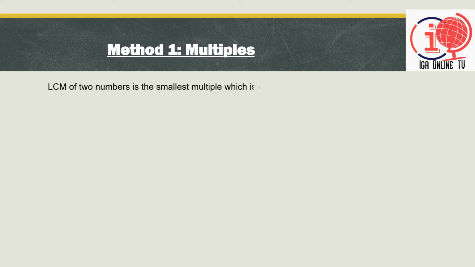The LCM of two numbers is the smallest multiple which is common to both. First of all, it is the smallest. Secondly, it is common to both numbers. You first check which multiples are found on both sides and then you choose the smallest one. The smallest one is the LCM. Let's have an example: LCM of 12 and 15.